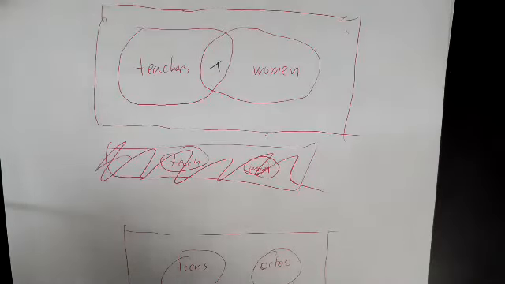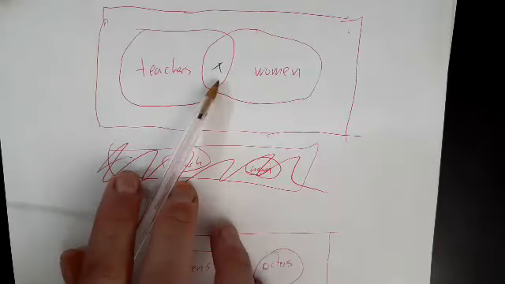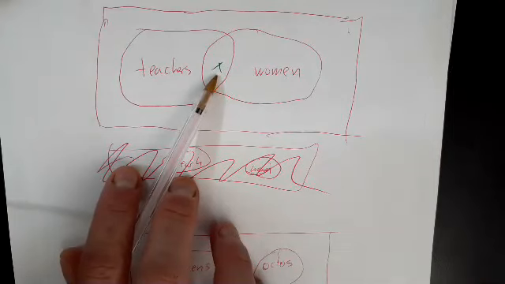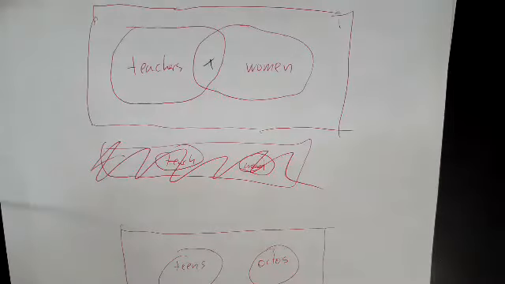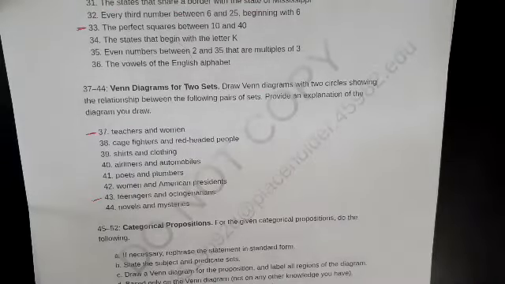This was scratch work, that's not there anymore. Here, they can be teachers and women at the same time. Those people exist. I've had a few of them as my teachers. And I think that's what they're trying to get at with this problem. They give you one of each, one that's an overlap and one that's disjoint.